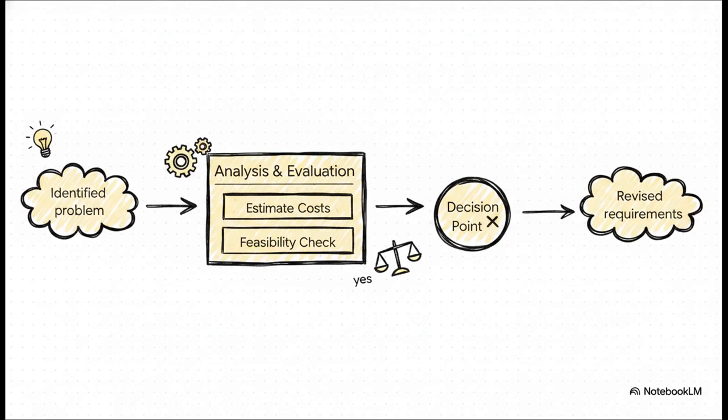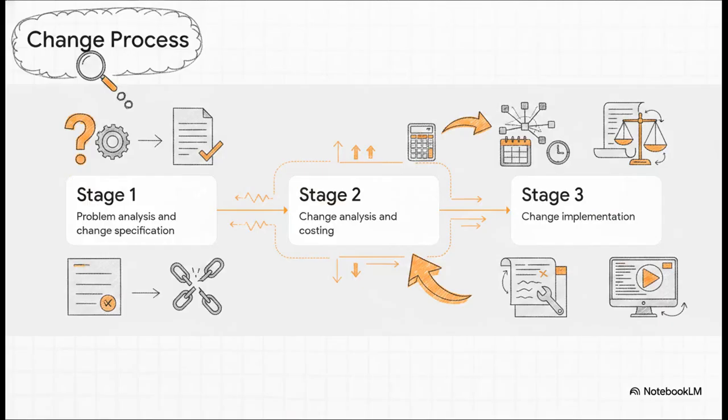This formal framework ensures that we don't just blindly accept every change request that comes across our desk. We have to assess if the benefits of a new requirement actually justify the cost of implementing it. Let's walk through exactly how that 3-stage process works, step by step. Stage 1 is problem analysis and change specification. We take the identified problem and we analyze it to check if the proposal is actually valid. Honestly, sometimes it's just a user's misunderstanding of the current system.